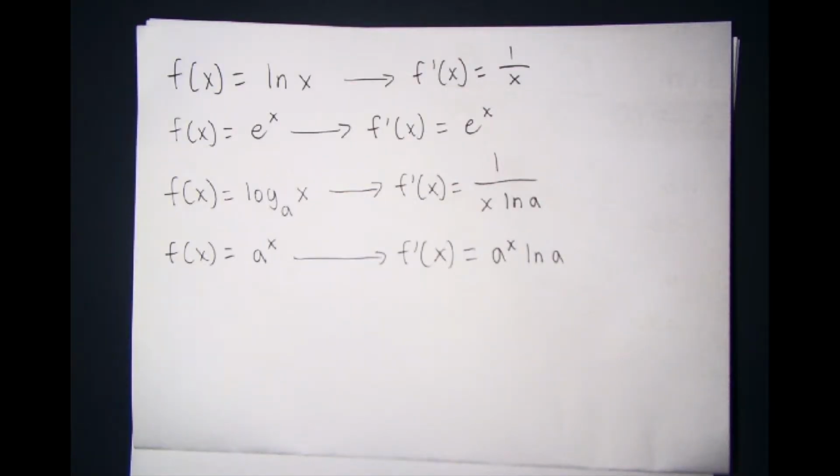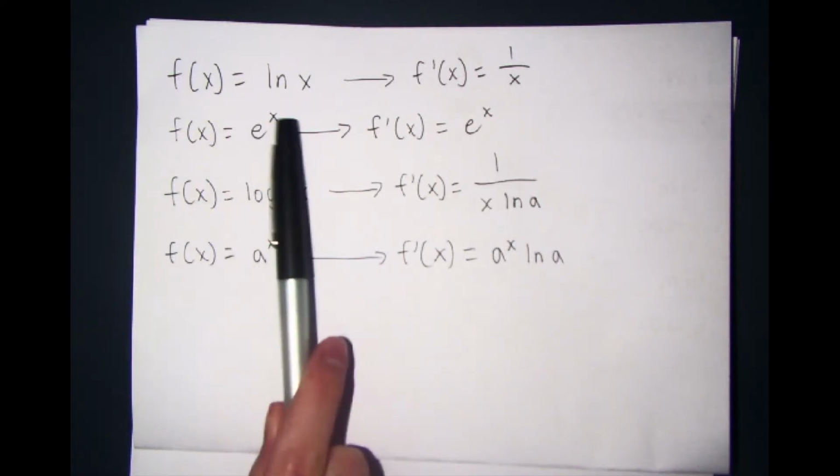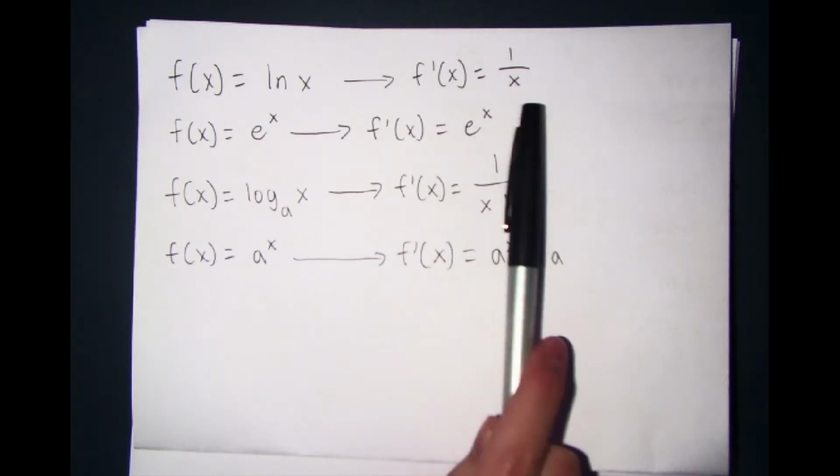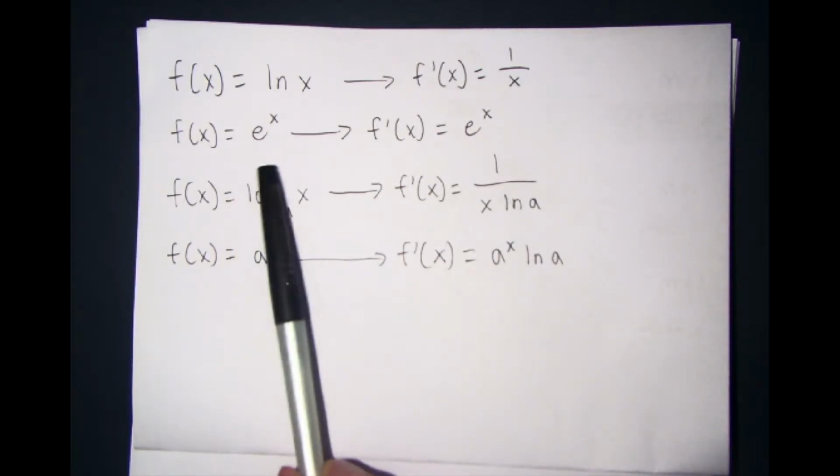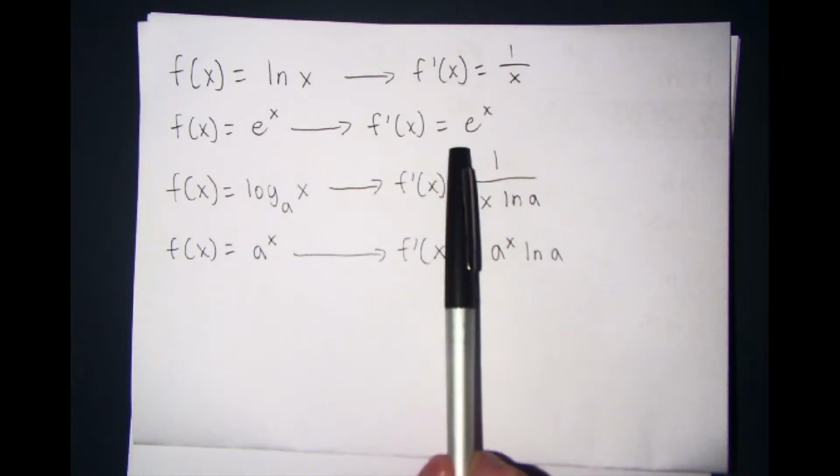Okay, so these are a couple of important derivatives that you're going to have to memorize. If f of x is equal to ln x, then the derivative is equal to 1 over x. If it's equal to e to the x, then the derivative is e to the x.